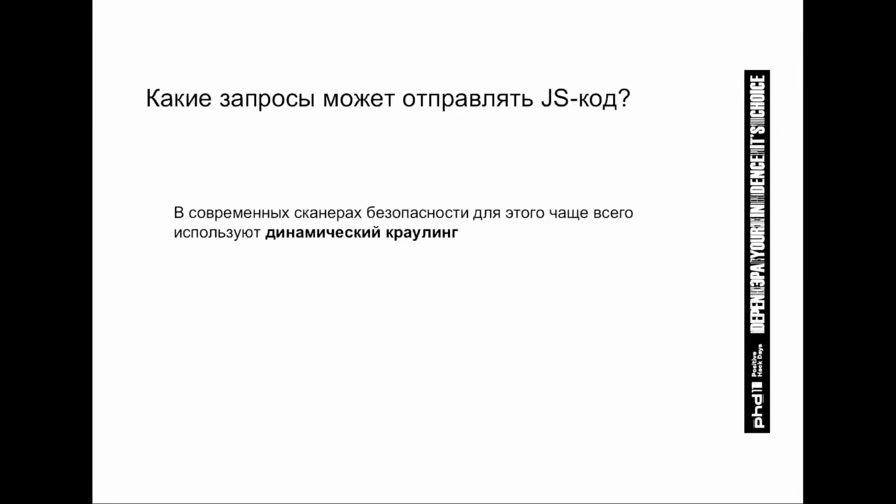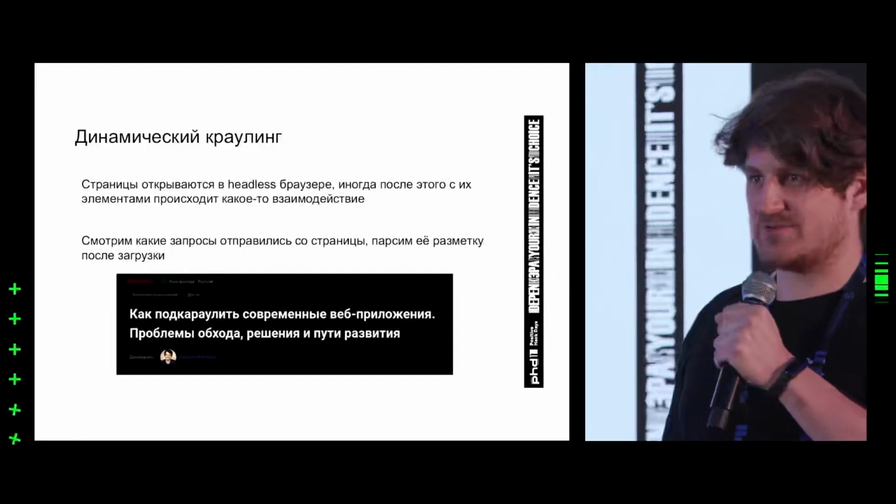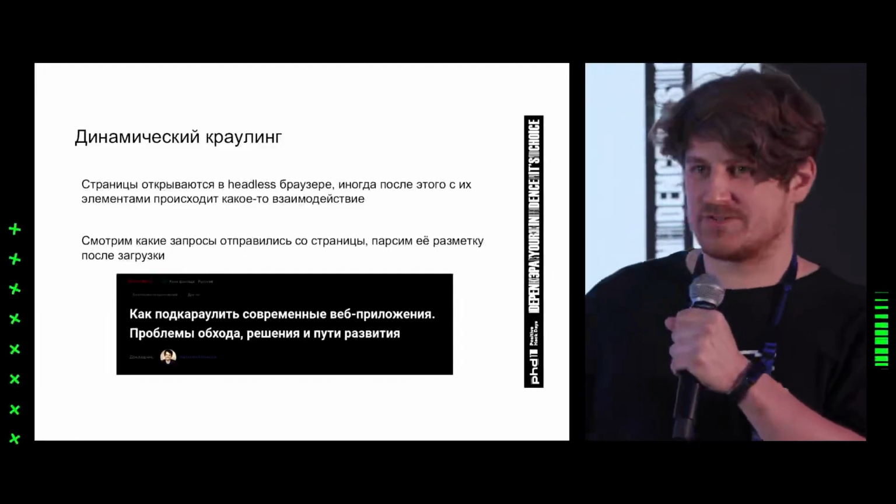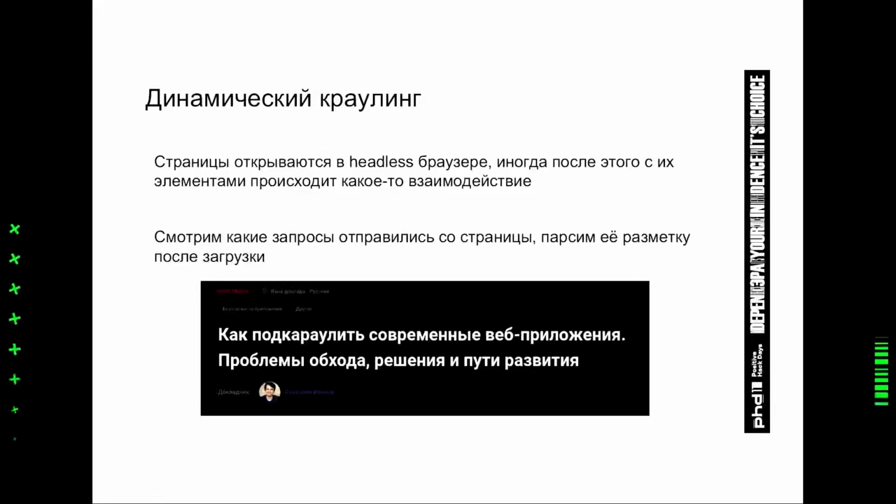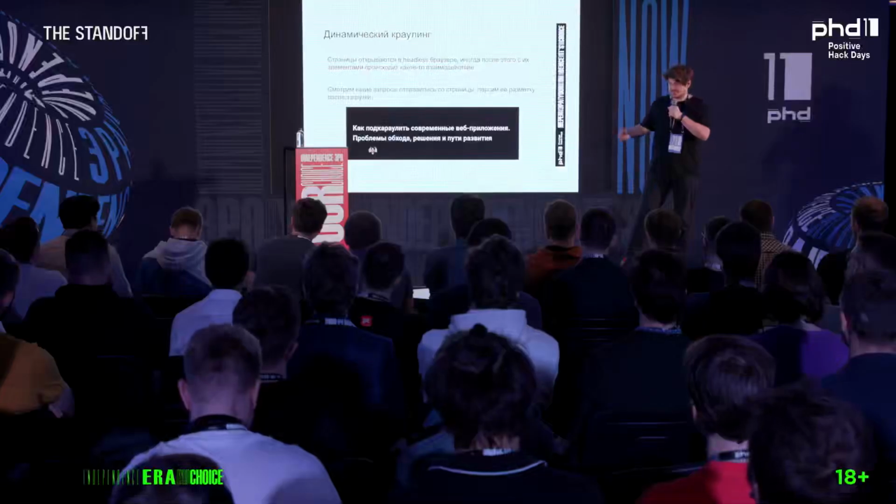How is this being solved? The scanners today use dynamic crawling. What is dynamic crawling? A headless browser opens the page and then some manipulations are made. Or in the simplest instance, we open the web browser and look at the requests that were sent from it, and then we look at the tree and find the information on the new pages, in the elements, like in the links and so on.